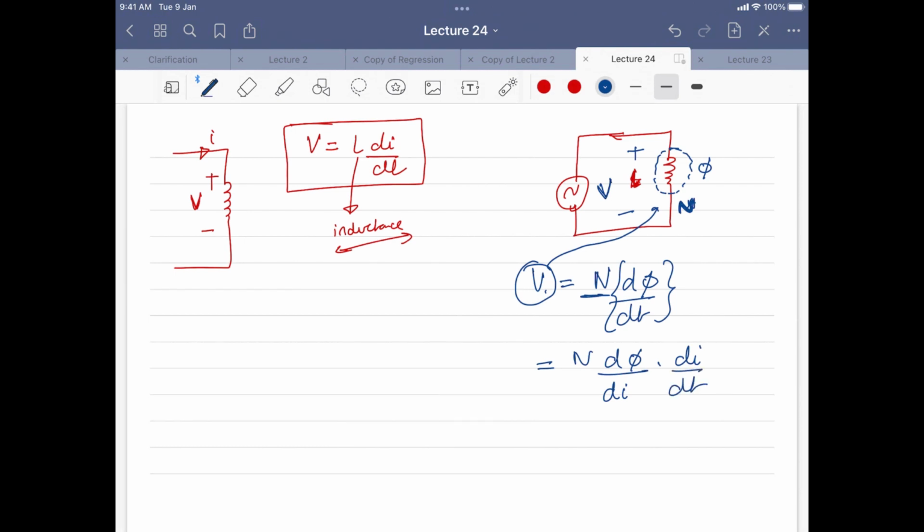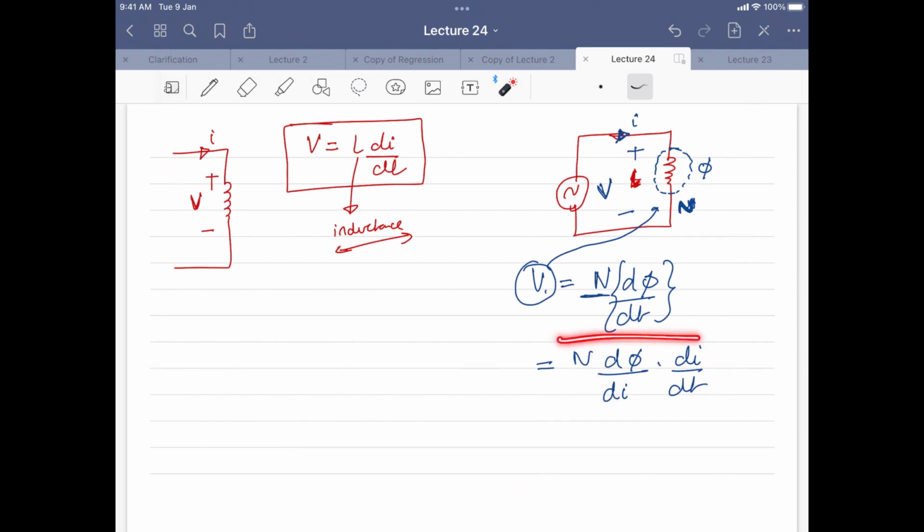If we readjust these derivatives like this, what I am doing is taking the derivative with respect to the current now. If I do this type of adjustment, I think it will not be a problem for you to understand that these di's cancel out, and ultimately you will reach the same flux linkage with respect to time which is given over here. So it's just the adjustment of the derivatives.